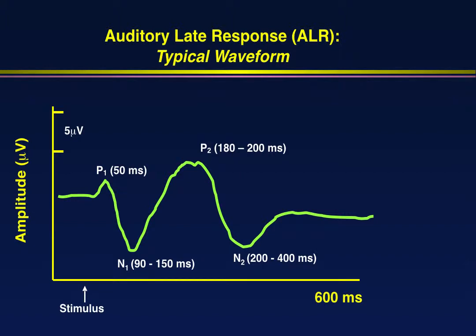As you get into older children, like school-age children, and older patients, like adults, then you'll start to record what you see here: an N1 around 100 milliseconds, a P2 around 200 milliseconds, and sometimes an N2 around 200 milliseconds.